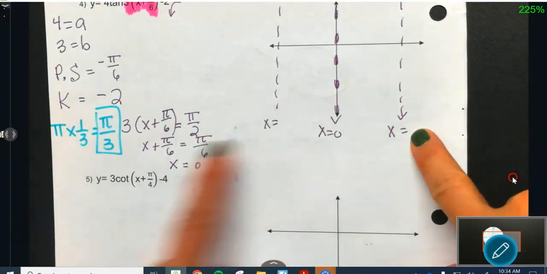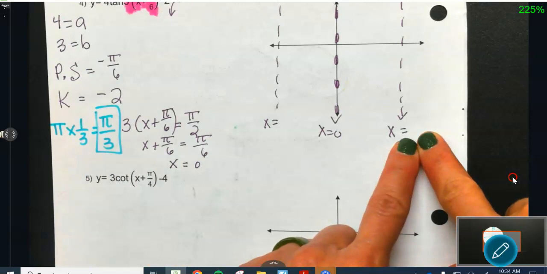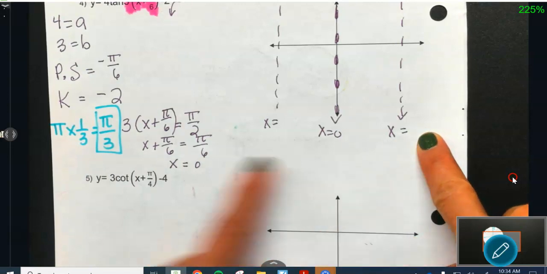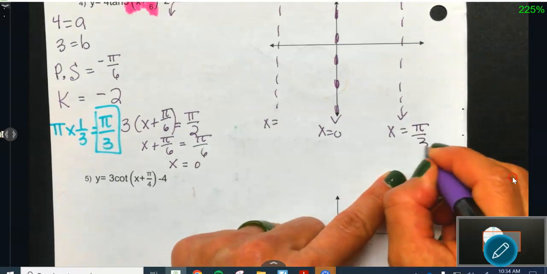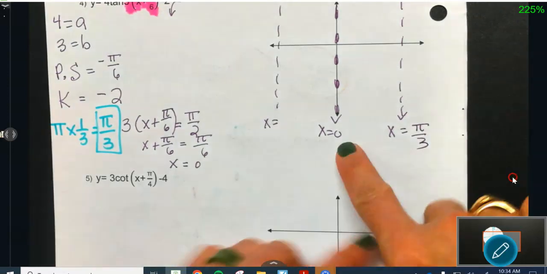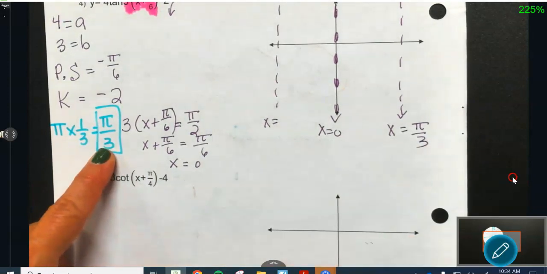Y'all, how far apart are these? That much? What does this equal? Pi over 3? Yes, yes, yes. What does this equal? Yes, negative pi over 3.